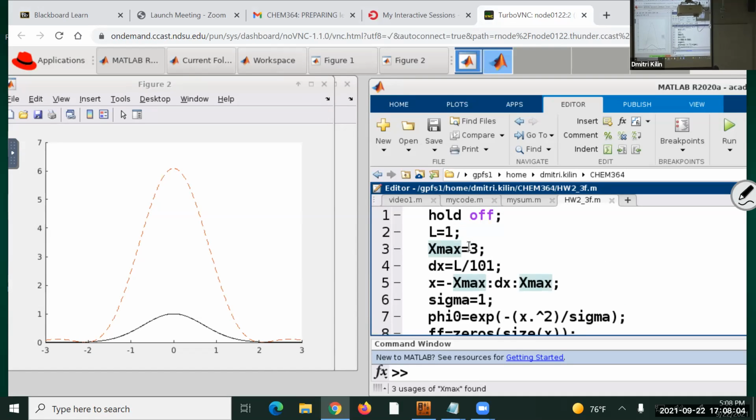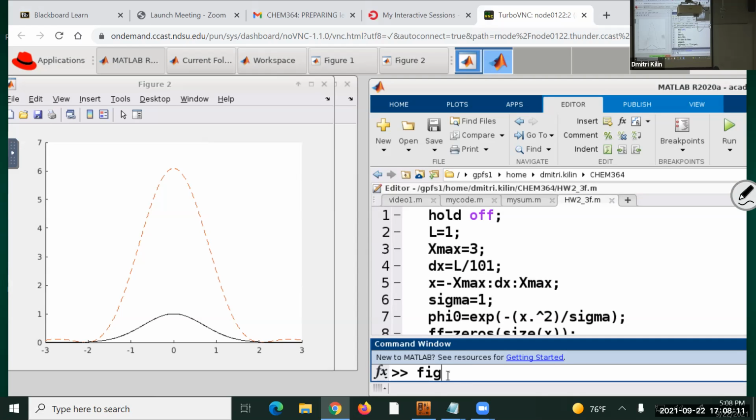Okay. So reading the script is very boring. Let's do it from the beginning. So I'm opening a new figure.